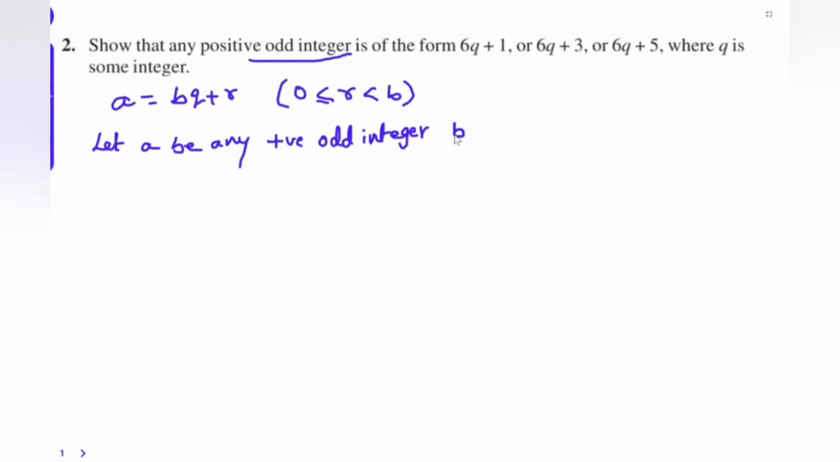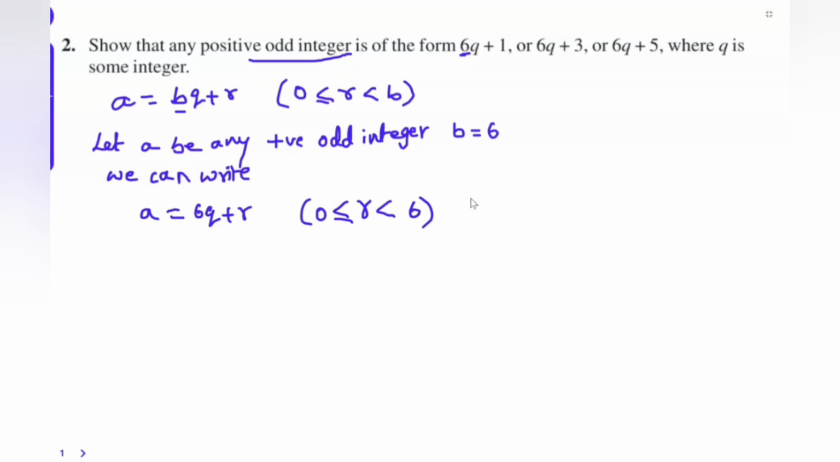Let us take b as 6. Whatever number is there before q, you take it as b, which is equal to 6. Now, according to Euclid's algorithm, we can write a is equal to bq, b means 6, so 6q plus r, where r should be greater than or equal to 0 but less than b, which means less than 6. So r can take values starting from 0, 1, 2, 3, 4 and 5, not 6, up to 5, 0 to 5, all the numbers.